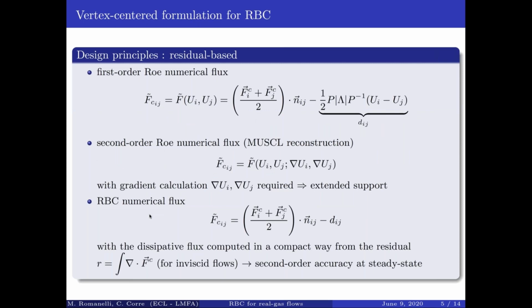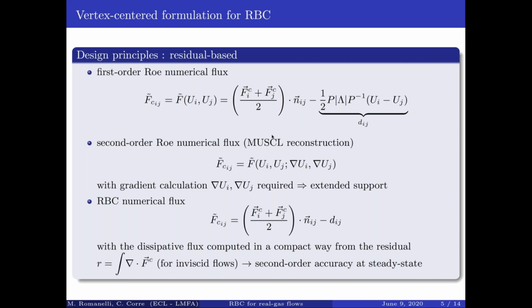So a few words on the design principle to understand how it was implemented. You start with the first order Roe numerical flux. We all know it. You have this centered part, and then you have this matrix dissipation you add, which is based on the absolute value of the eigenvalues of the Jacobian associated with the normal flux to the face. If you want to go second order with this strategy, you keep the same flux, but then you replace the states at vertices by reconstructed states at the face, and then you need, of course, a gradient, and with the gradient, you go to an extended support.